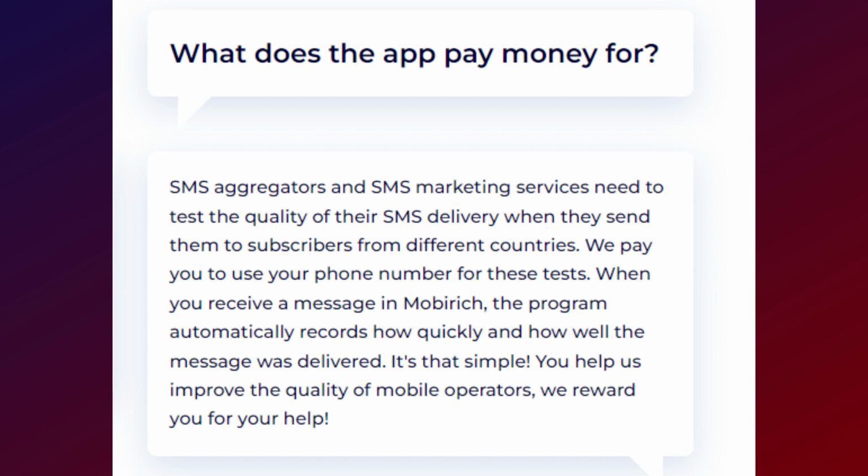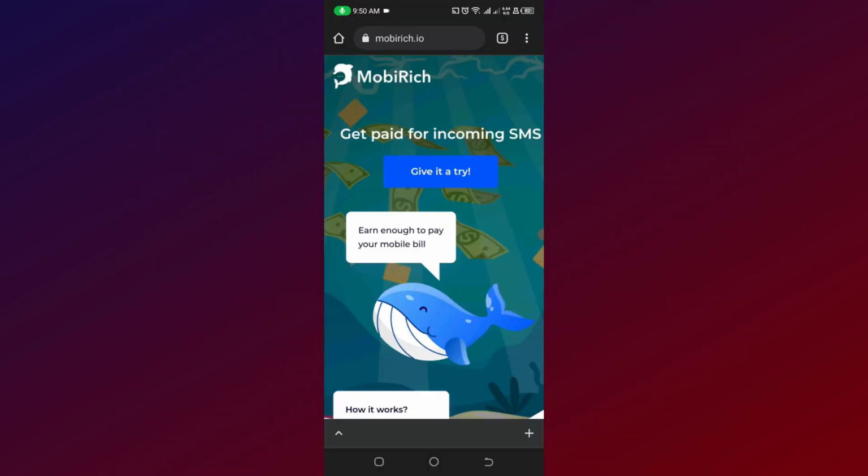So Mobirich pays you to use your phone number for this test, unlike other platforms which don't pay you anything at all. When you receive a message in Mobirich, the program automatically records how quickly and how well the message was delivered. It is that simple. You simply help Mobirich improve the quality of mobile operators, and they get to reward you for your help. So it's actually a good thing. And yes, it does work, in case you might be having that question. Yes, it is really working. So now let's begin with the installation.